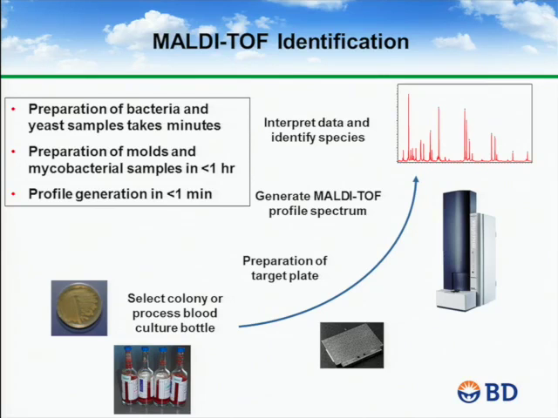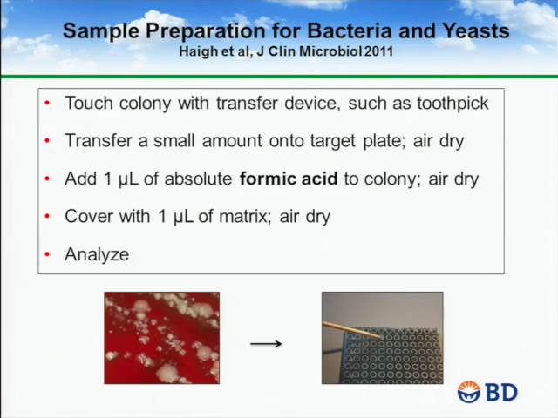You can take colonies from plates, you can take positive blood culture broths, you take those samples, you put them on a target plate, that's put into the instrument where it's analyzed, you get your profiles, and again, very rapid when this is done. Now, to prepare a sample, so there's some understanding of what's involved, you touch the colony with a transfer device, very, very expensive transfer devices, they're called toothpicks.